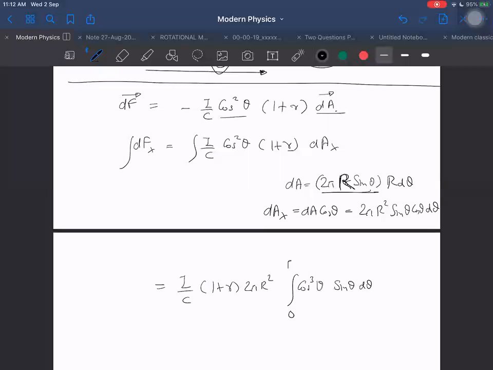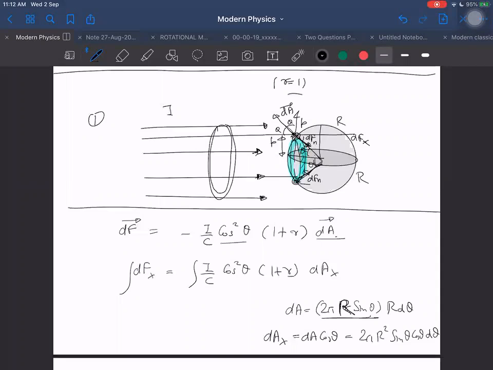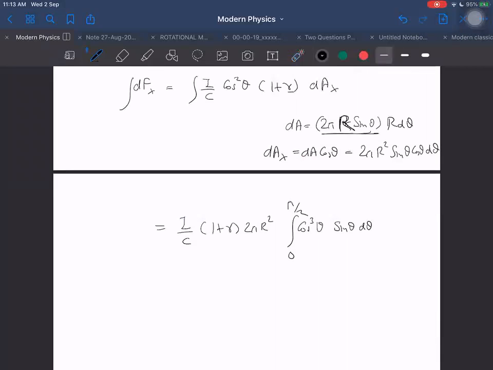The limits of theta are 0 to pi by 2, because that is how many such ring elements I can take to cover the complete hemisphere. The force is acting only on the hemispherical portion up to this place, because only here are the incident rays falling. So on this left hand side part, 0 to pi by 2 will be enough, since I am covering it in the form of rings. So I will get I by c into 1 plus r into 2 pi r square into sin theta d theta, which can be written as d cos theta with a minus sign, obviously, and it is cos cube theta.